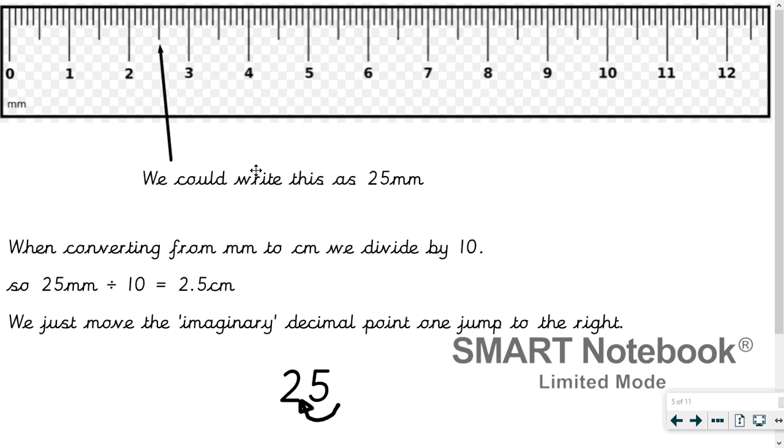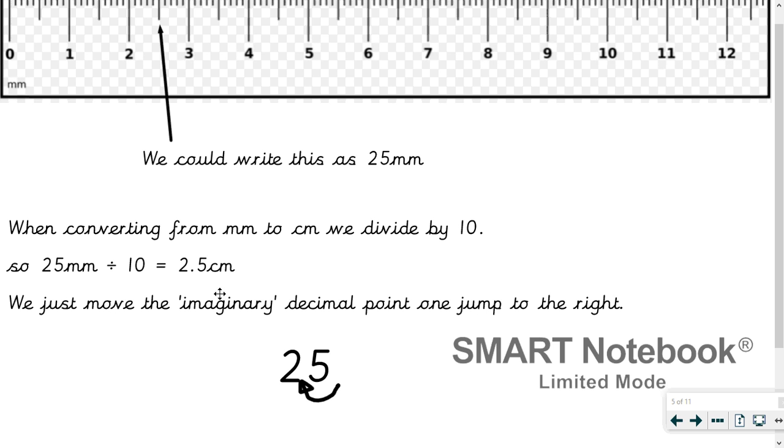When converting from millimetres to centimetres, which is what we're looking to do today, we are going to divide by 10 because we're 10 millimetres in every centimetre, so we can divide by 10 to get how many centimetres. So for example, those 25 millimetres, we wouldn't times by 10 because that would be 250 millimetres. It'd go the wrong way. So we're going to divide by 10 because the number of centimetres is going to get smaller because the unit of measure is bigger. So 25 millimetres divided by 10 is 2.5 centimetres.